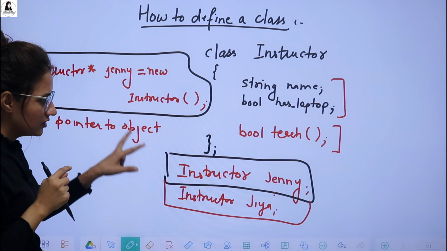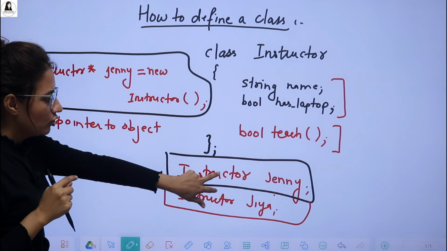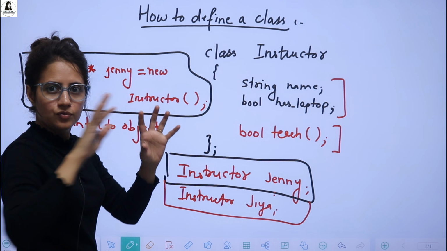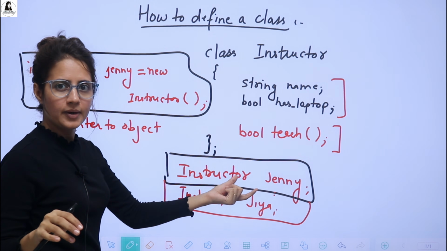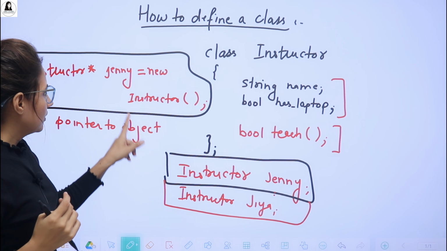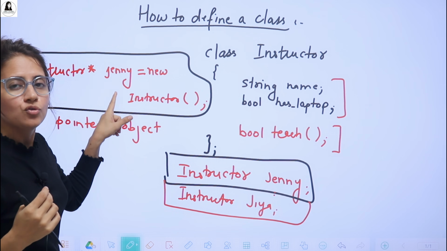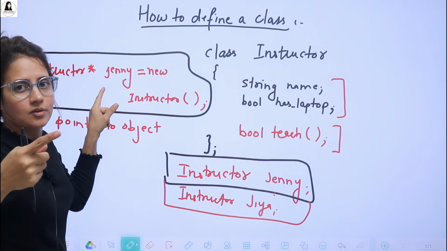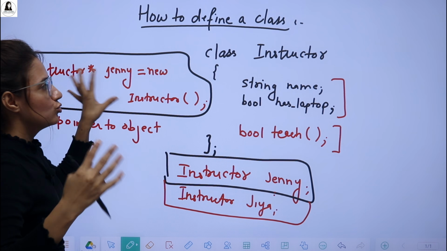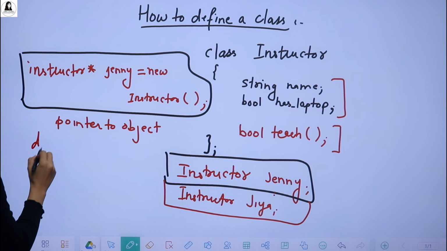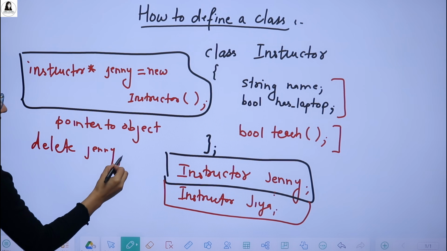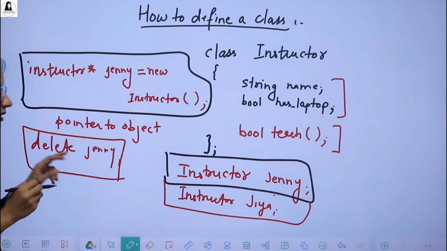Now what is the difference? The main difference is that this is automatic storage allocation, right? Whenever this object is out of the scope, the memory would be automatically deallocated, freed automatically. But this is not like this. You have to delete this object explicitly when you are not going to use it, I mean, when this object is out of scope. So how to delete this object? You simply use the delete keyword and the object name, Jenny. That's it.